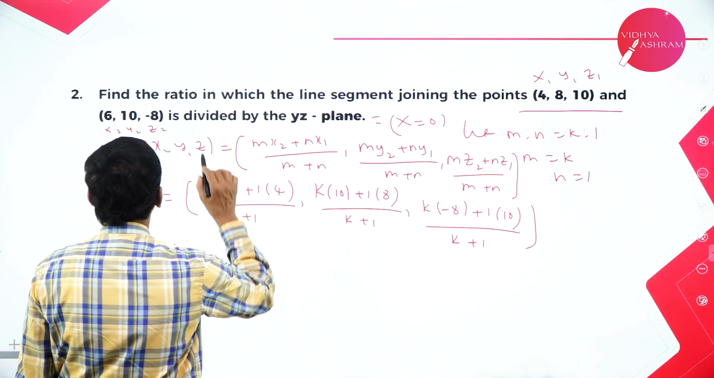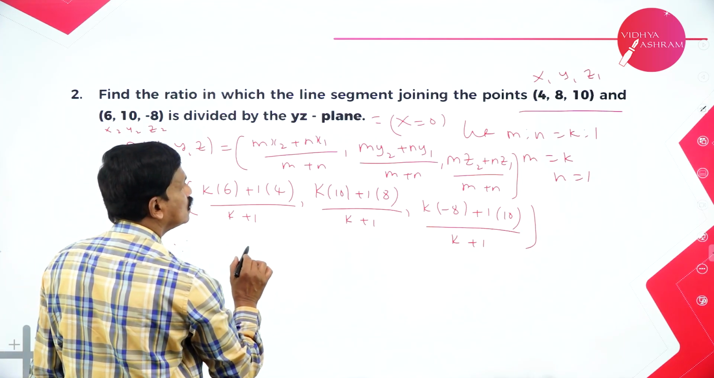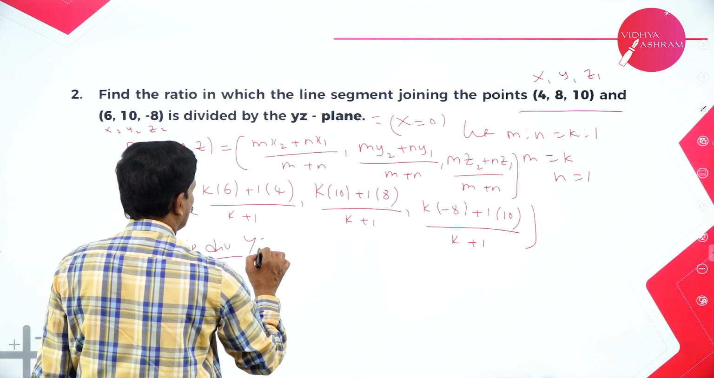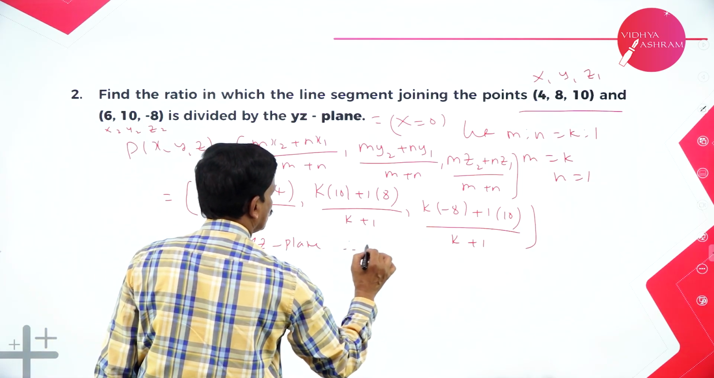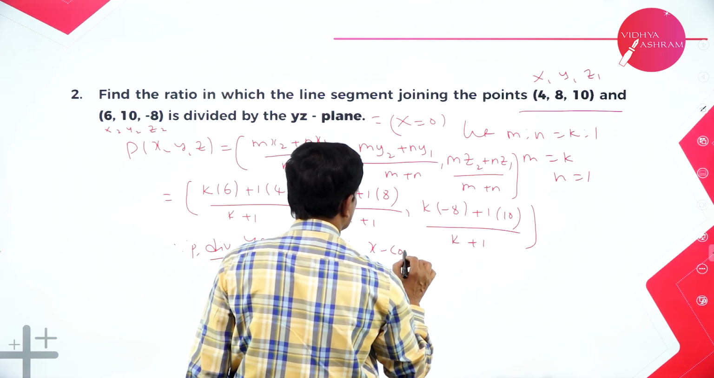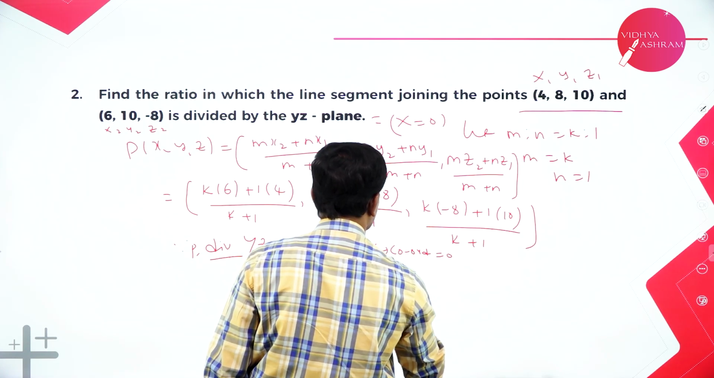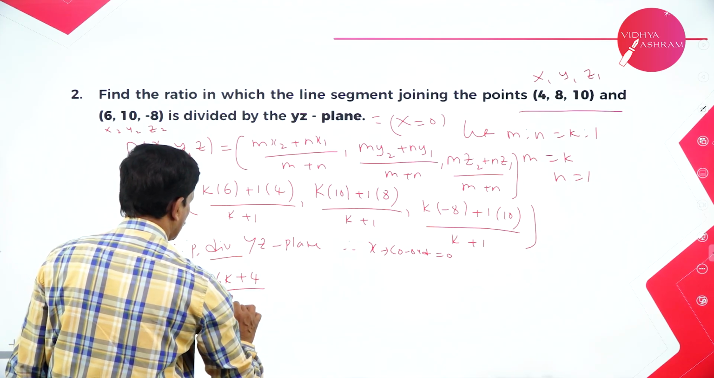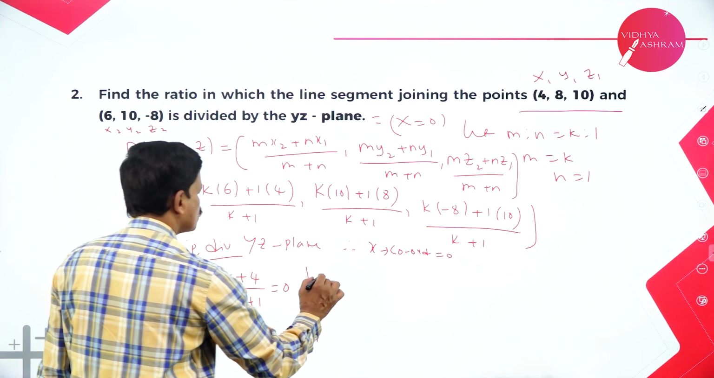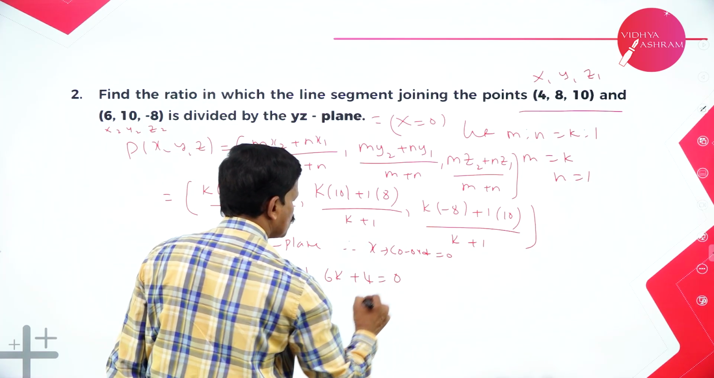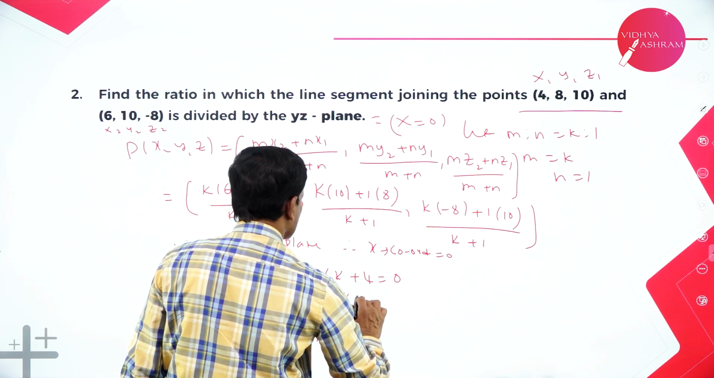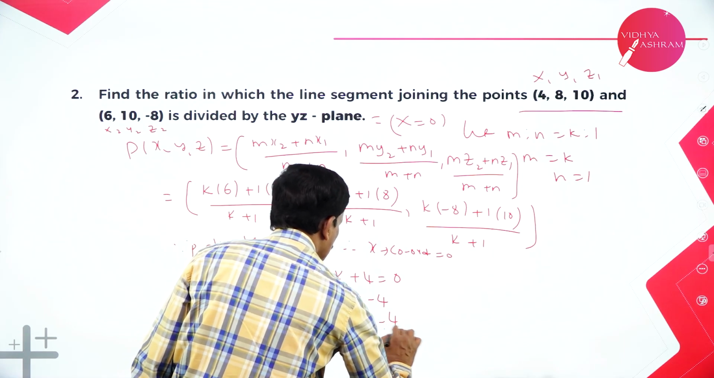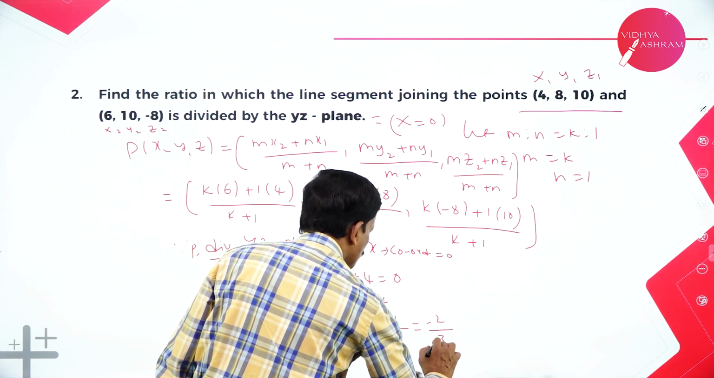Since the point P divides the line segment joining the points and lies on the yz plane, the x coordinate is equal to 0. That means (6k + 4)/(k + 1) is equal to 0. Cross multiplying, 6k + 4 is equal to 0 into the number, which is 0. So 6k is equal to -4, or k by 1 is equal to -4 by 6, which is equal to -2 by 3.